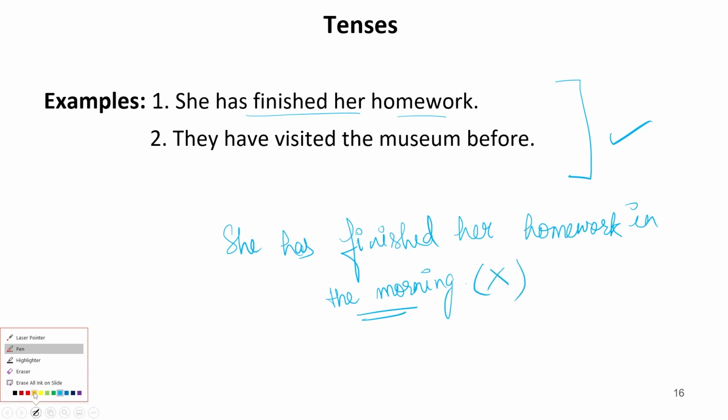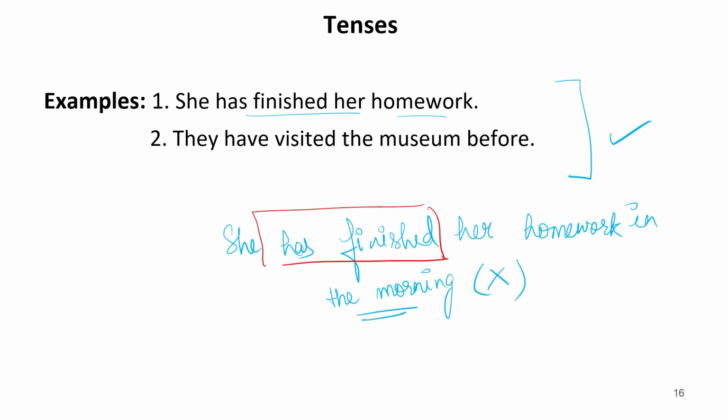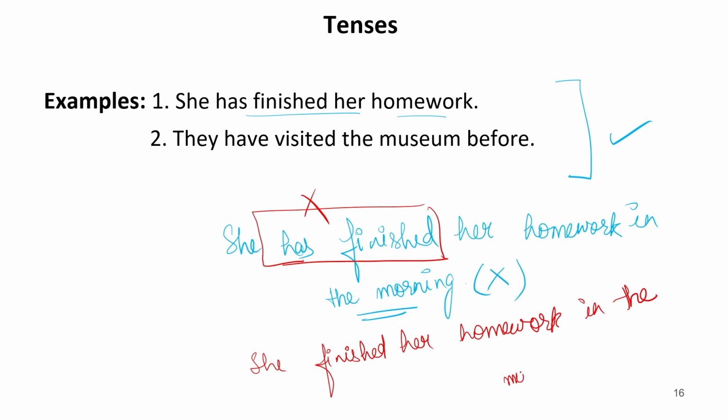Why so? Here I know well that the time of action was in the morning. She did it in the morning. So here "has finished" should be replaced; this part will be incorrect. In fact, the sentence will be written like, she finished her homework in the morning. Now this sentence will be correct.